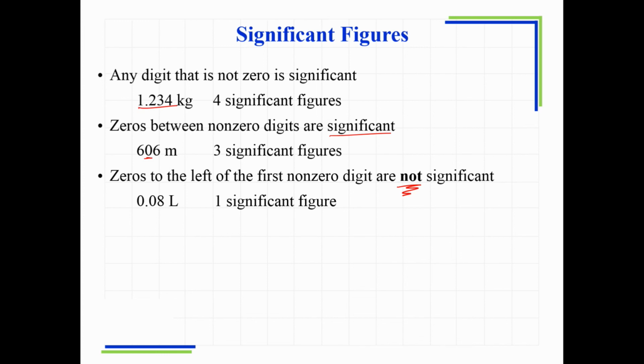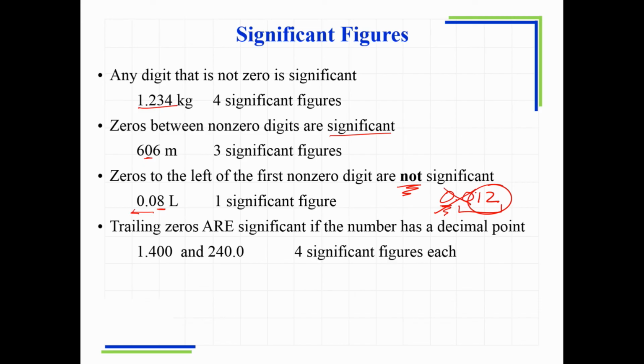The next one, it's zeros that are not significant. So we're emphasizing the word not. If they are to the left of the first non-zero digit, then they are not significant. So I'm looking at this number from left to right. Here's my first non-zero. Any 0 to the left is not significant, and this has only 1 significant figure. And this is so hard for students to remember. When they see a number like 0.012, they want to call that 3 significant figures. They know not to count this one for some reason, but they want to count all of those. And that is not correct. This one would only have 2 significant digits.